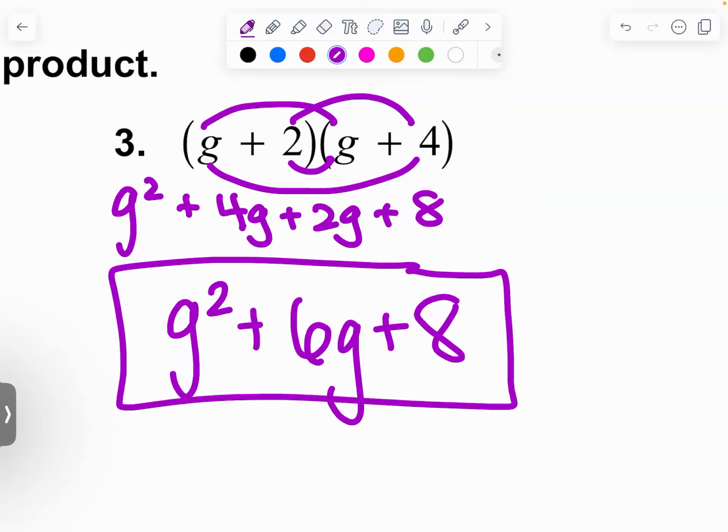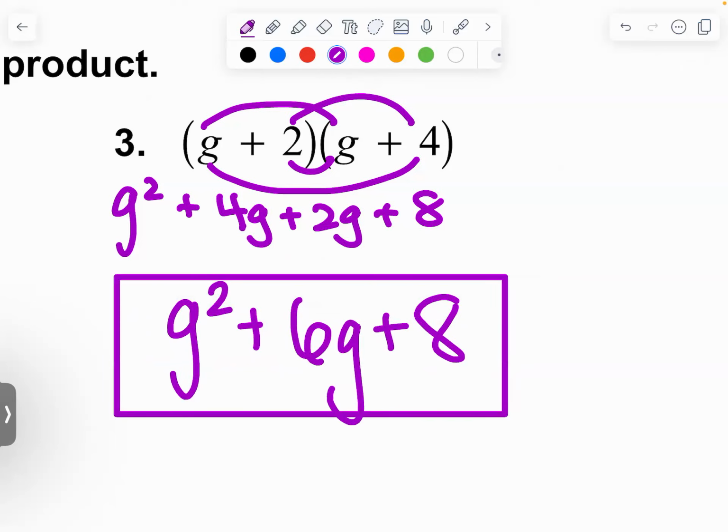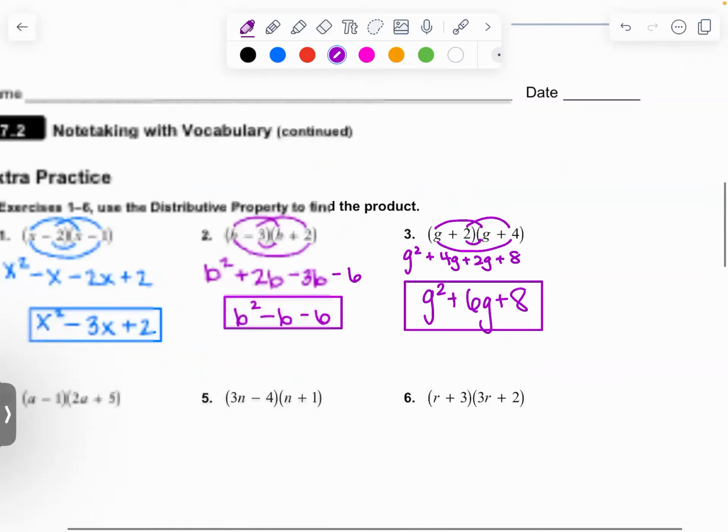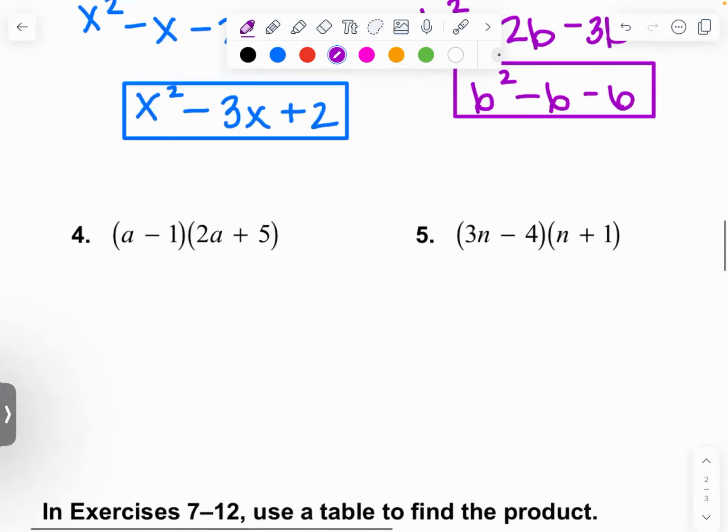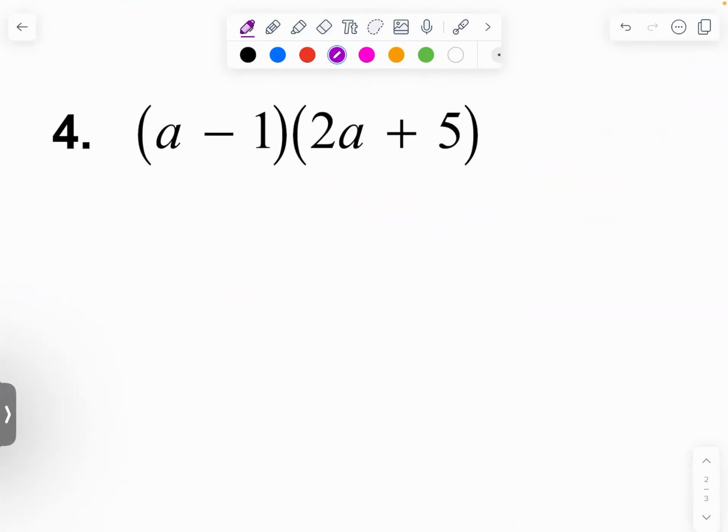Okay. Now these have been pretty simple because our binomials have had leading coefficients of 1. But let's go ahead and look at one where one of our leading coefficients is not 1. That might just change a little bit in what happens in our final answer.